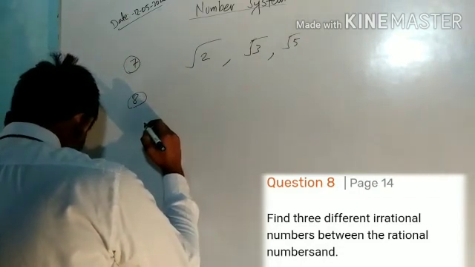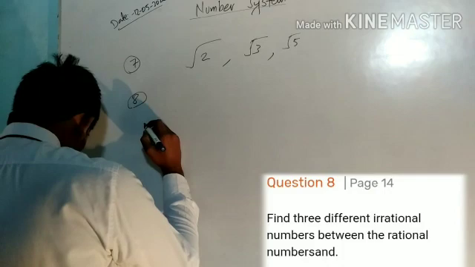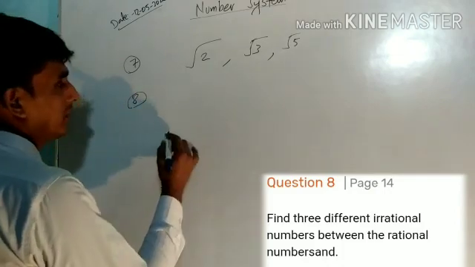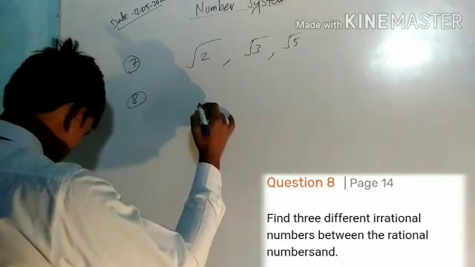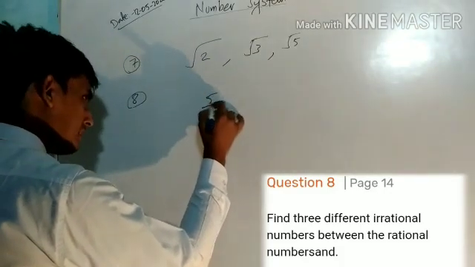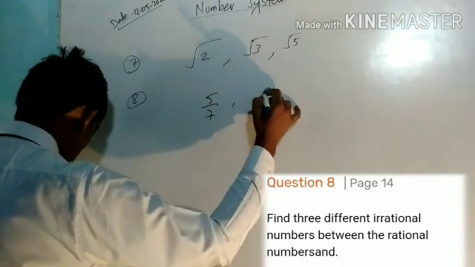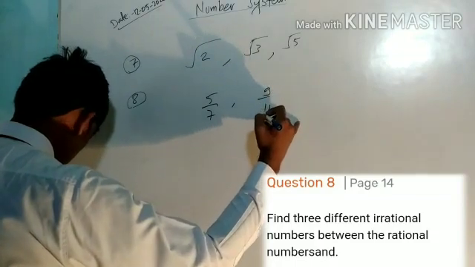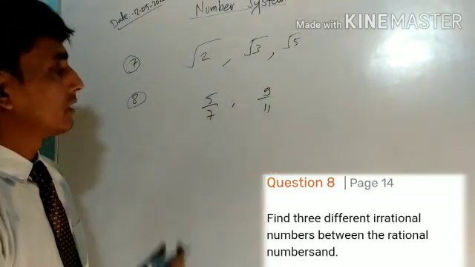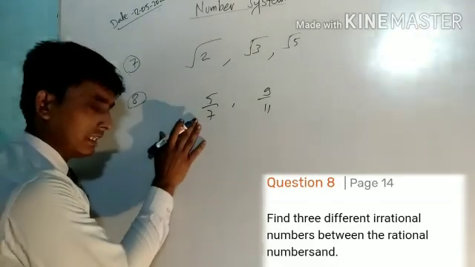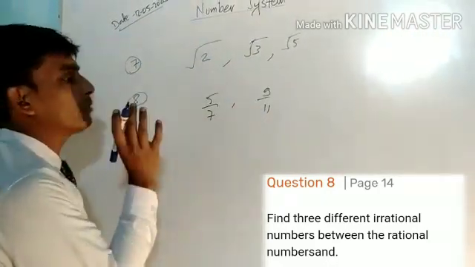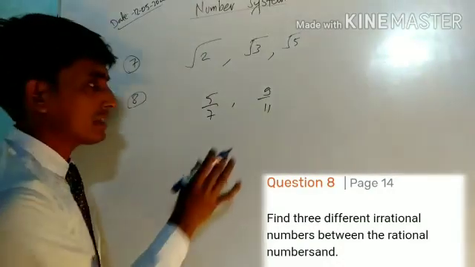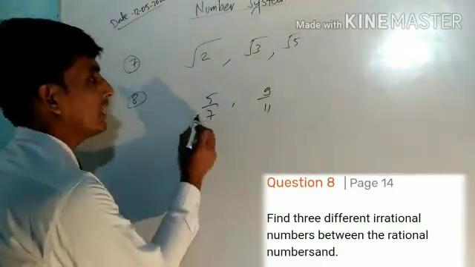Find the different irrational numbers between the rational numbers 5 by 7 and 9 by 11. You have to find 3 irrational numbers between the numbers 5 by 7 and 9 by 11. This is a rational number because it is written in the form of p by q. This is also a rational number. You have to find 3 irrational numbers between these 2 numbers.